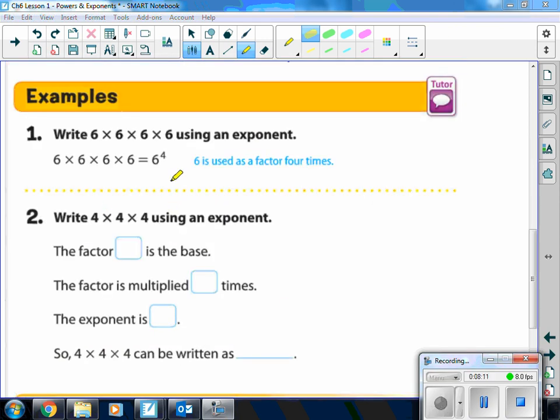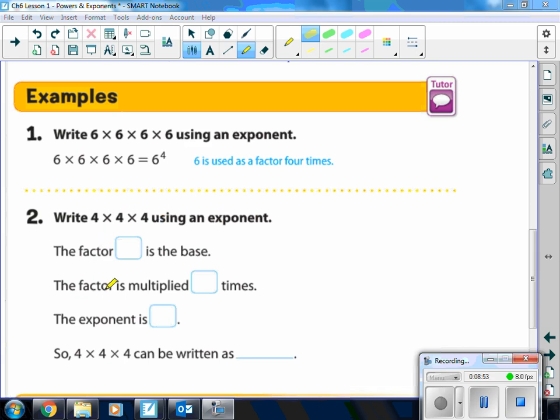So here in example 1, we want to write 6 times 6 times 6 times 6 using an exponent. So here the base will be what? 6, because the base is the number that's getting multiplied times itself, right? And how many times did we multiply it? 1, 2, 3, 4 times. So the exponent will be 4. So 6 times 6 times 6 times 6, written as a power or written using an exponent, is 6 to the 4th power.